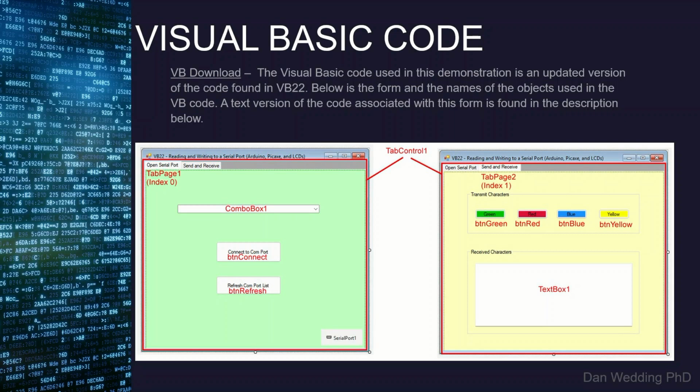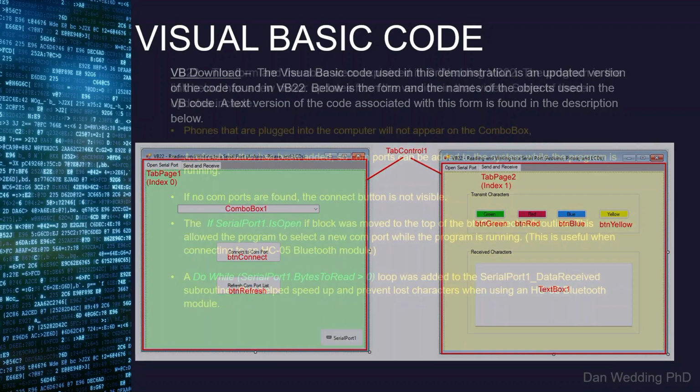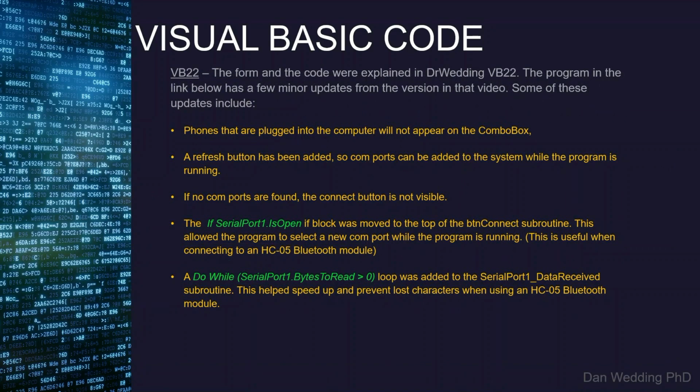The Visual Basic code used in this demonstration is an updated version of the code found in VB22. Below is the form and the names of the objects used in the VB code. A text version of the code associated with this form is found in the description below. The form and the code were explained in DrWedding VB22. The program in this link has a few minor updates from the version in that video.